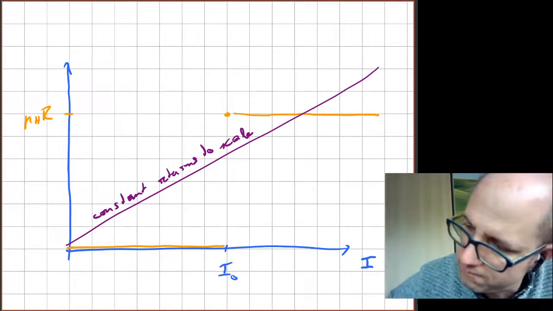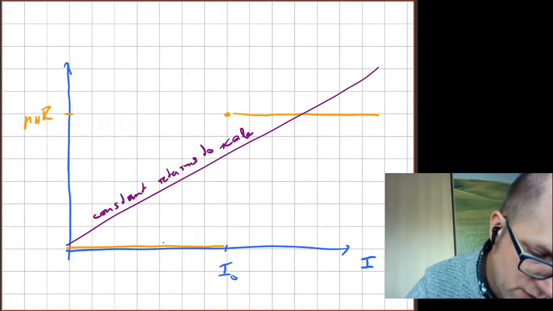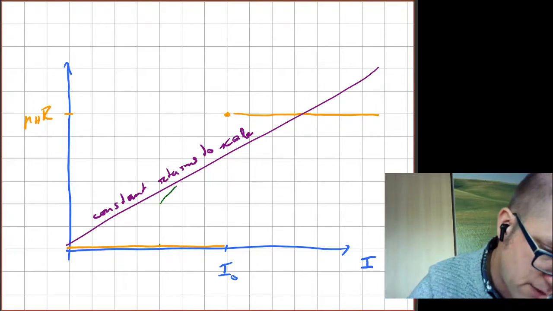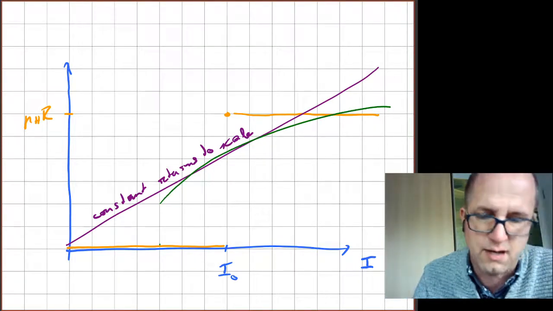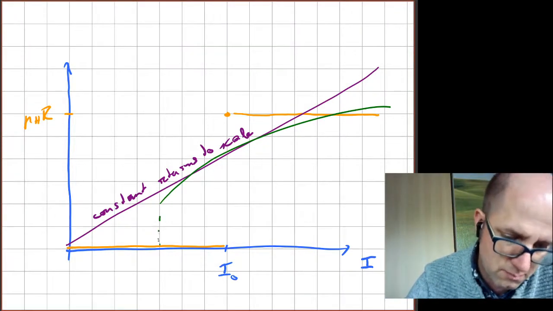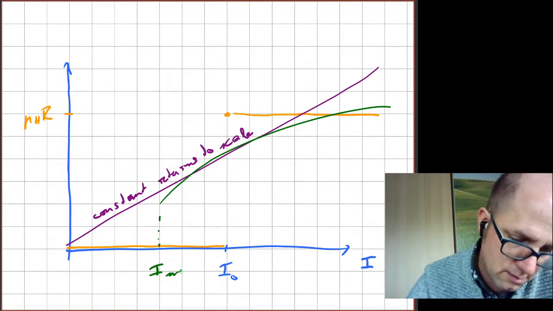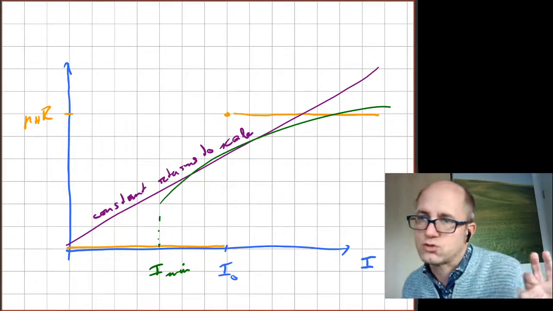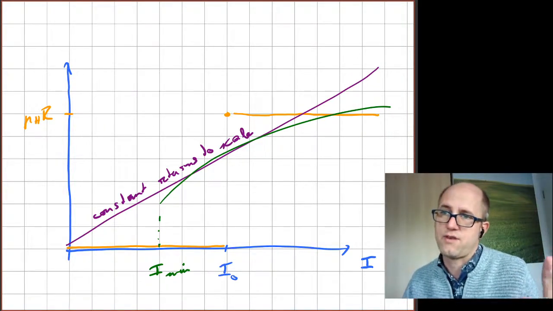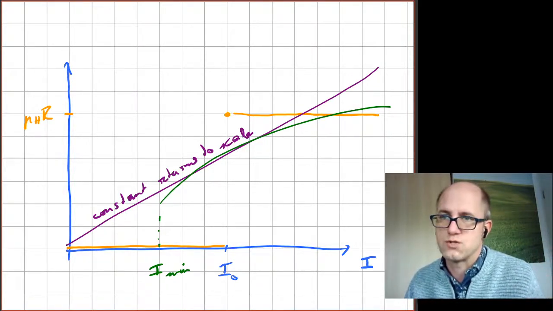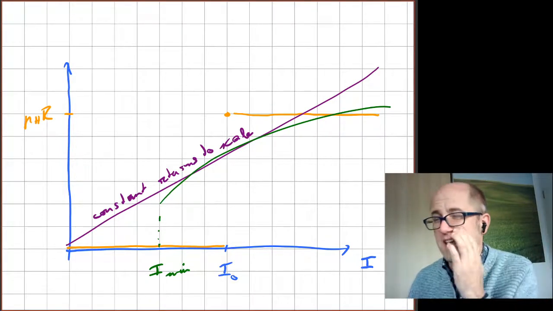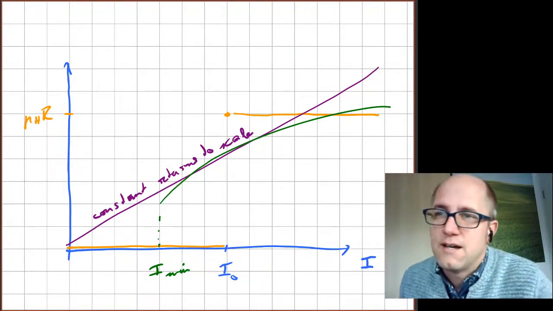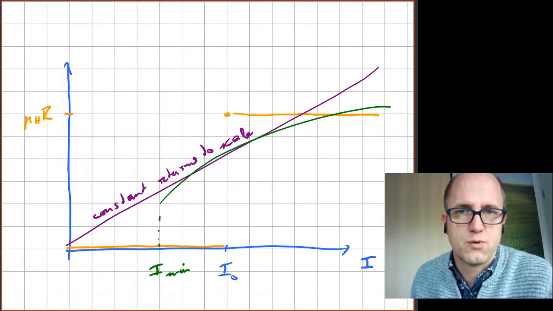Or the more realistic case could be that below a certain investment, you get nothing. But then if you invest, you get something, but then it decreases, something like this. So there is some minimum I min, and if you invest less than that, like a fixed cost, you get nothing, but above that, decreasing returns. Anything like that. And again, you see the realistic cases are somewhere in between.